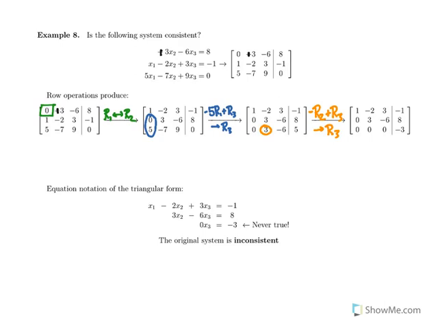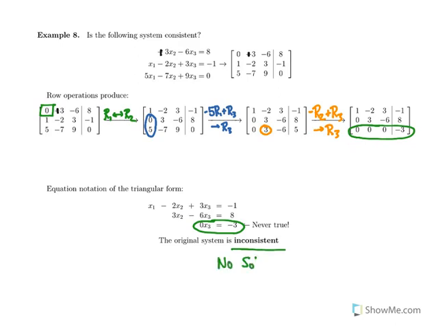Now the problem with this last row is the equation that gives us is 0x3 equals -3. And that is never true. There is no value that you can plug in for x3 that if you multiply it by 0 will get you -3. So that's going to be an inconsistent solution. There is no solution.